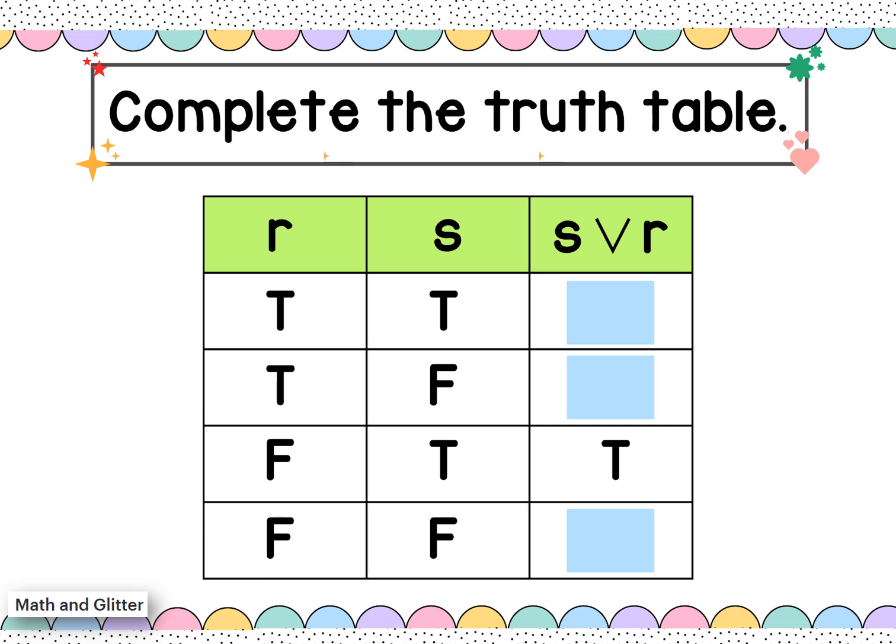Let's do these. Complete the table. So this is OR. At least one is true to be true. So we have a true, true. We already have a true there, and that's going to be false.